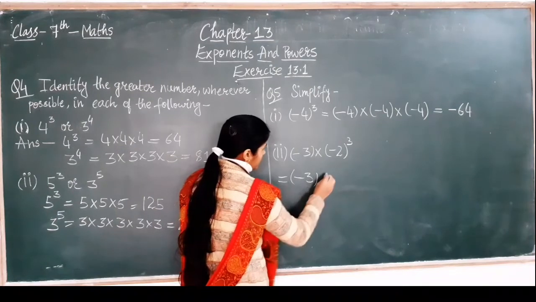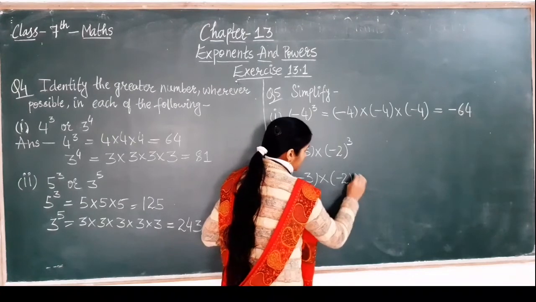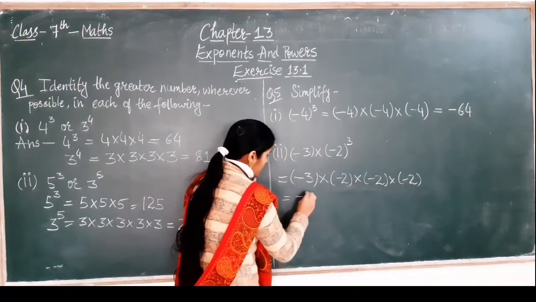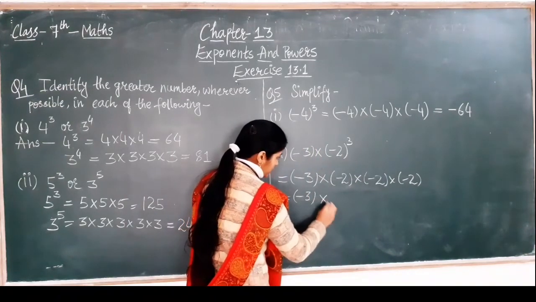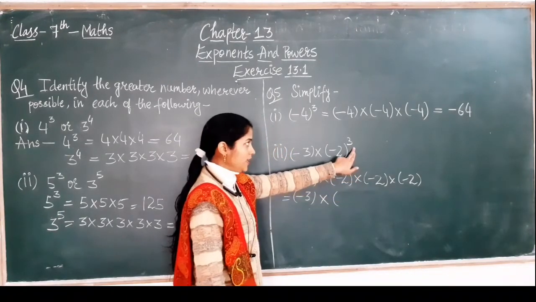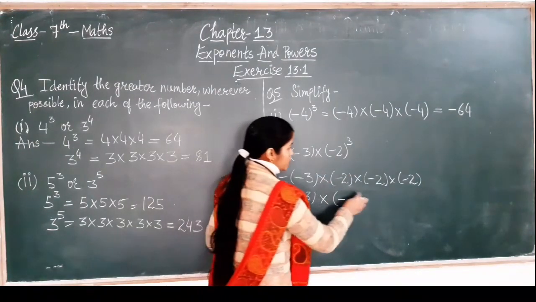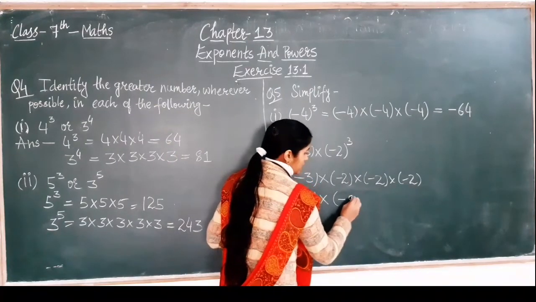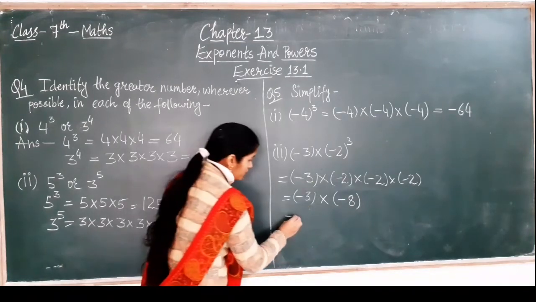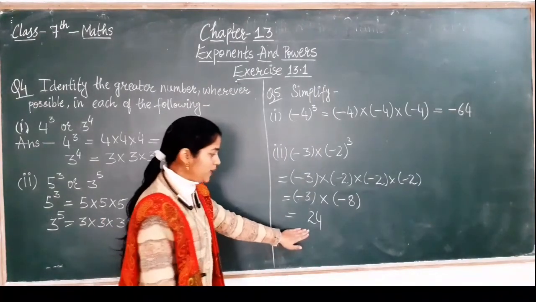So minus 3 into, if you multiply minus 2 into minus 2 into minus 2 three times, what will you get? Here again the power is an odd number, so our answer would be negative. So 2 twos are 4, 4 twos are 8. So if we multiply 8 by 3 we get 24. And minus minus is plus. So our answer would be 24.